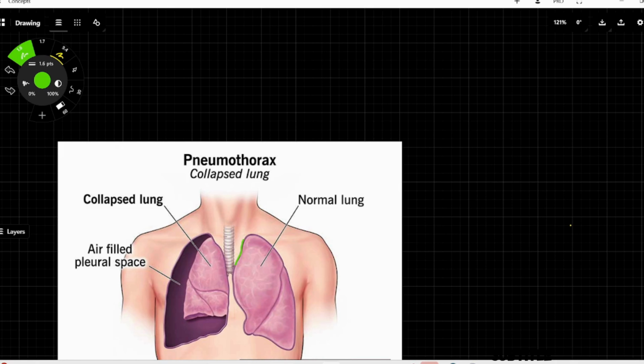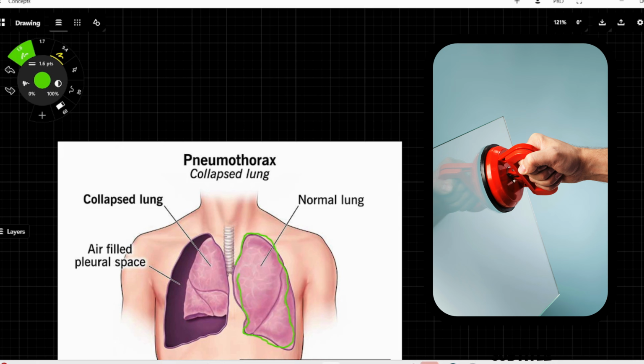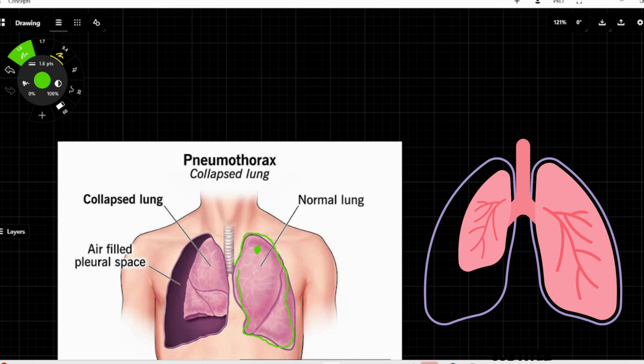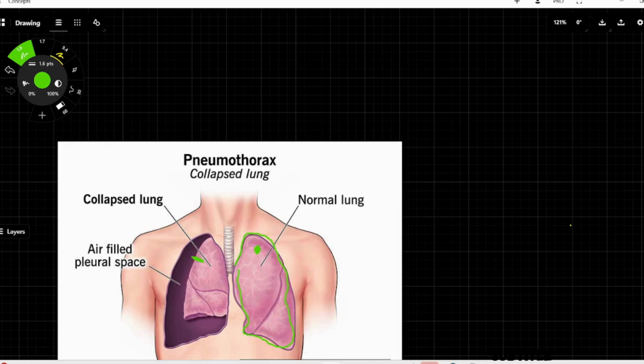A normal lung adheres to the chest wall with nothing more than negative pressure, the same way a suction cup can stick to a piece of glass. And if you poke even the smallest little hole in that suction cup, it loses that negative pressure and falls. Well, inside the chest cavity, the lung does the same thing. It's no longer stuck to the side of the chest.